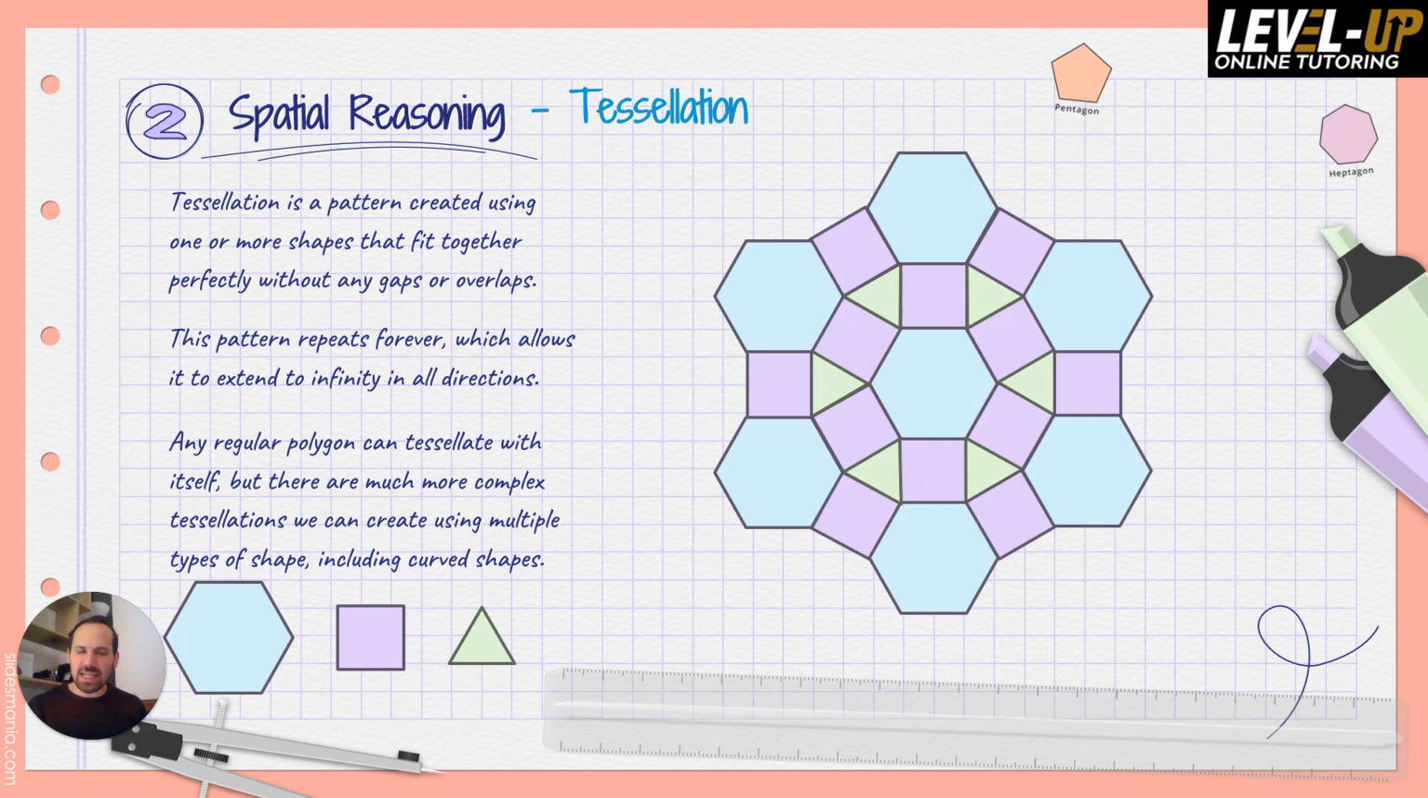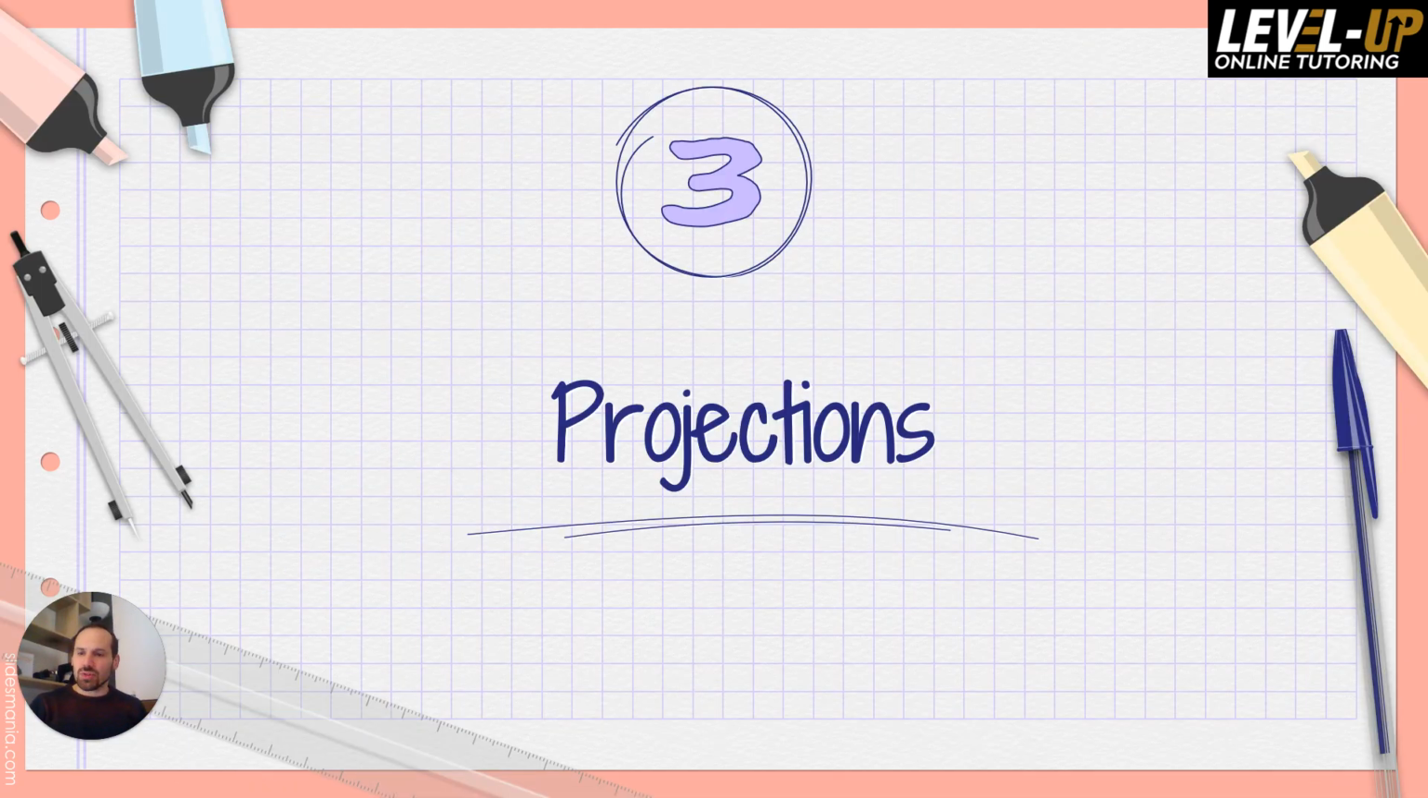This is an example of a tessellation. Right. So that's enough about that. Let's move on to projections.